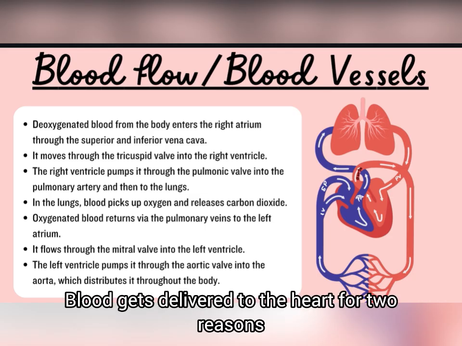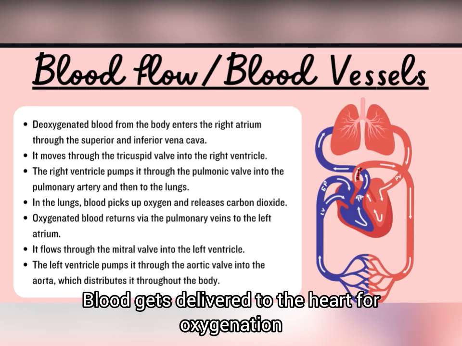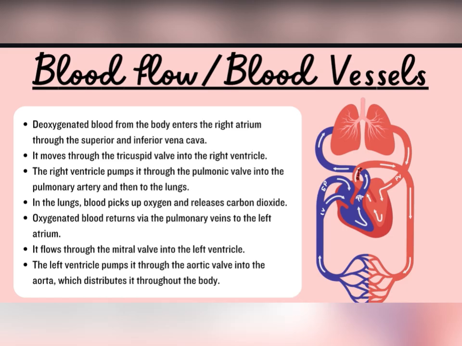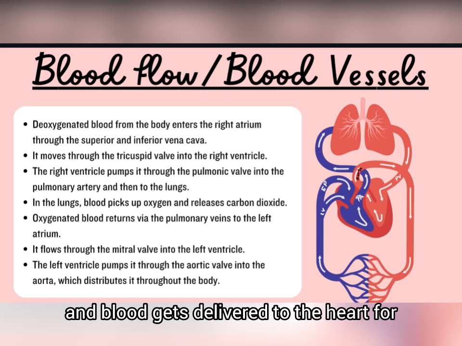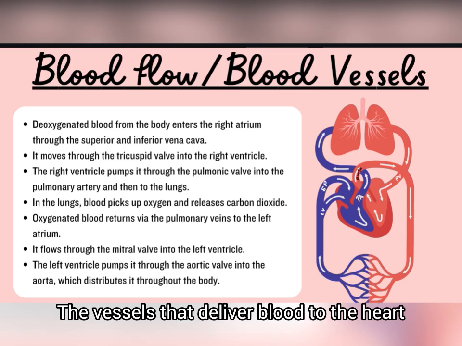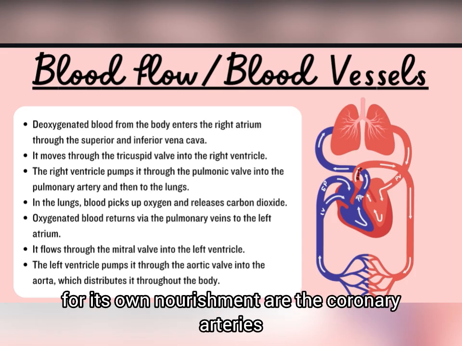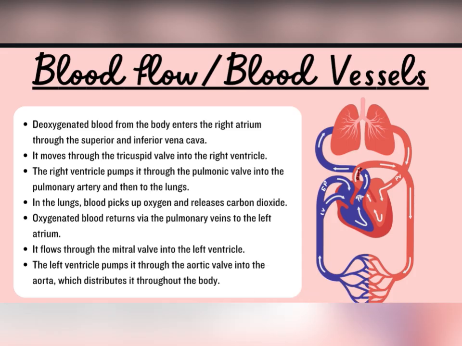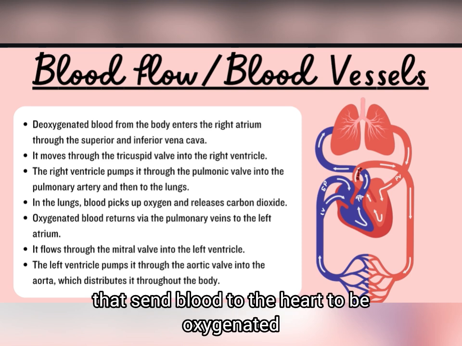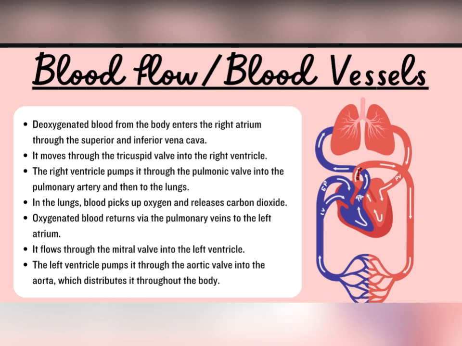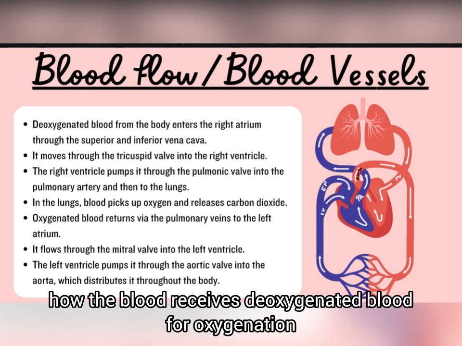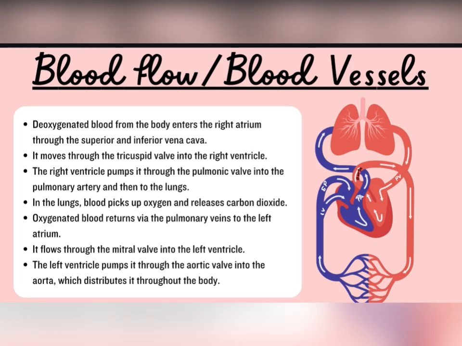Blood gets delivered to the heart for two reasons. Blood gets delivered to the heart for oxygenation, and blood gets delivered to the heart for its own nourishment. The vessels that deliver blood to the heart for its own nourishment are the coronary arteries, and the vessels that send blood to the heart to be oxygenated from the body are the superior and inferior vena cava. We will be talking about how the blood receives the oxygenated blood for oxygenation.